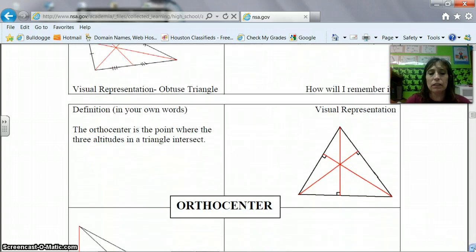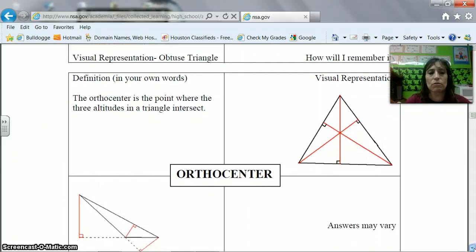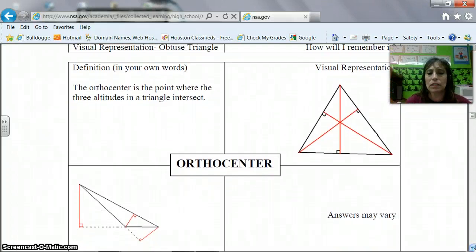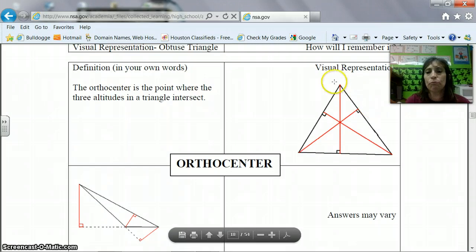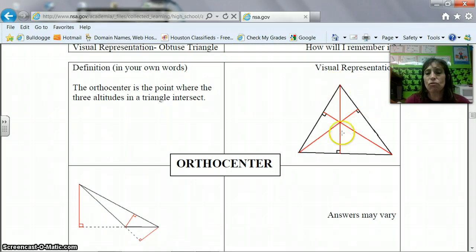All right, last one is the orthocenter. I think that's the last one. The orthocenter is the point where the three altitudes in a triangle intersect. And remember, the altitude goes from the vertex straight down. It makes a perpendicular line with the base side that's opposite the vertex.